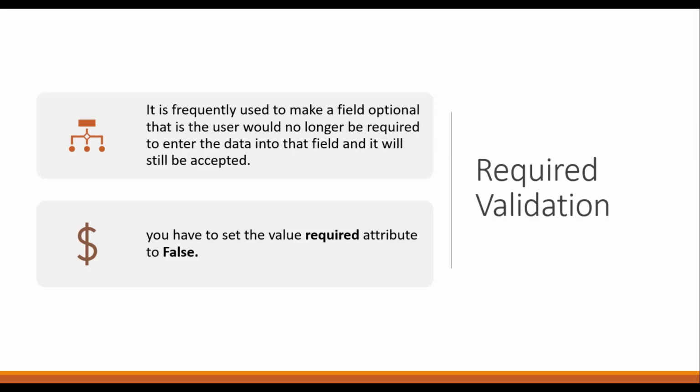Now we will move to the next validation, that is required validation. You all know that by default the required attribute has the value true, to show that each and every field is mandatory for the user to enter. It is frequently used to make a field optional, that is, the user would no longer be required to enter data into that field and it will still be accepted. For this you have to set the value of the required attribute to false.